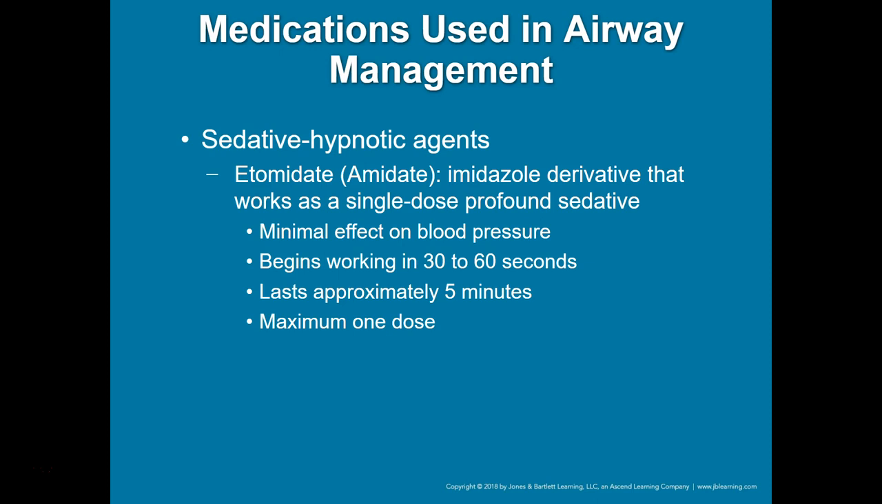Some different stuff that we're going to use in airway management, not so much respiratory disease, just airway management. So we have sedative hypnotic agents, etomidate being a big one. Works as a single dose profound sedative. Has a minimal effect on blood pressure, begins working in 30 to 60 seconds, lasts about 5 minutes, and you only give one dose of etomidate. One thing that etomidate can do, and I was trying to look it up in here, can cause some adrenal suppression. So that's why we don't give multiple doses of it.